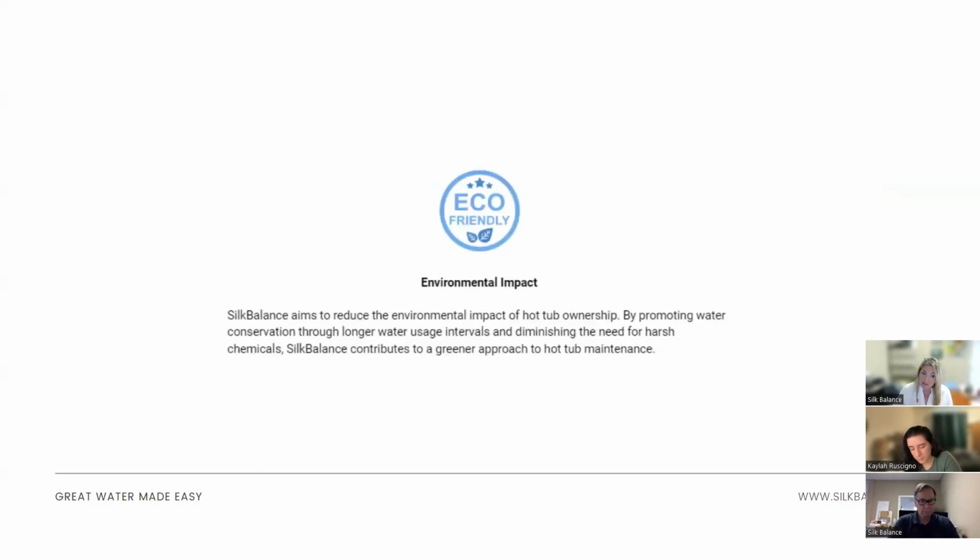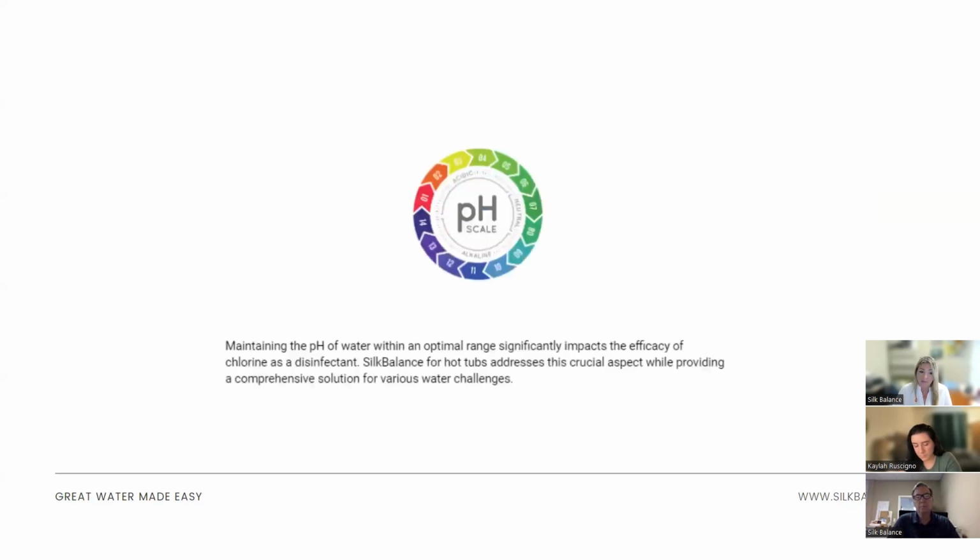The environmental impact of SilkBalance. We aim to reduce the environmental impact of hot tub ownership. We promote water conservation through longer water usage intervals and diminishing the need for harsh chemicals. So we talked about the need to use less chlorine when your pH and alkalinity are in the correct ranges. So by this approach, SilkBalance contributes to a greener hot tub maintenance routine.